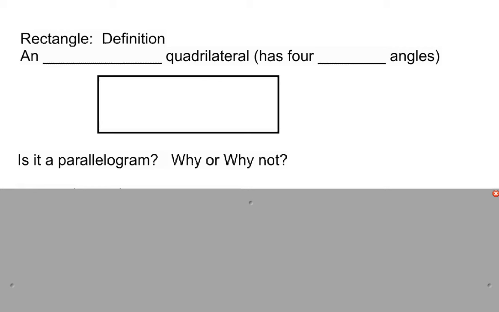But a rectangle also has additional properties. So let's look at the definition of a rectangle. We learned last week that a rectangle is an equiangular quadrilateral, meaning it has 4 right angles. So the first thing I always do when I know I have a rectangle is go ahead and mark the angles as right angles. Now we know it's a parallelogram, but let's think about why.